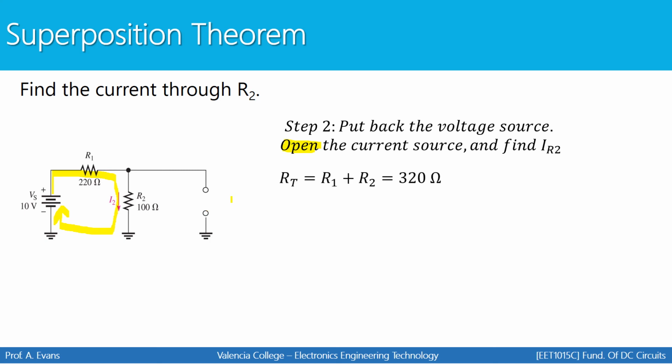So now I can find the current through R2 by finding the total current first, R1 plus R2. And then I can simply find the total current in the circuit by using Ohm's Law. These resistors are in series. They both have the same current, and that current is equal to the total current. The total current has to be 10 volts divided by the total resistance. So I get a value of 31.25 milliamps down for R2.